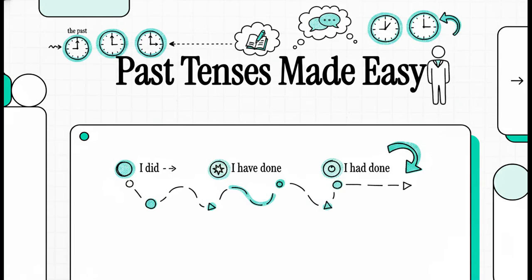Welcome to this explainer. Today, we're going to clear up the confusion around three of the most challenging English tenses out there. If you're an English learner, you've probably asked yourself at some point, wait, do I use I did, I have done, or I had done? It can be incredibly confusing.